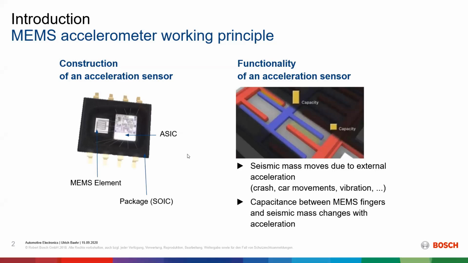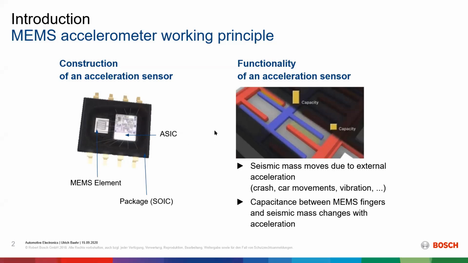Normally a MEMS accelerometer consists of 3 parts. Basically the package in which the ASIC and the MEMS element is molded in. The MEMS element, of course, is there for detecting the acceleration itself, and the ASIC is there to make out of this detection a digital signal that can be used by some applications.